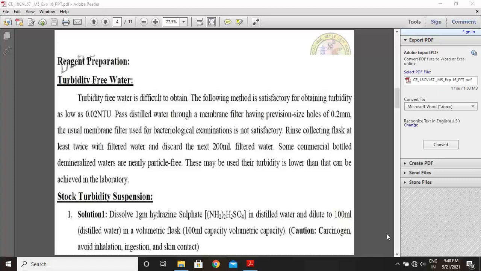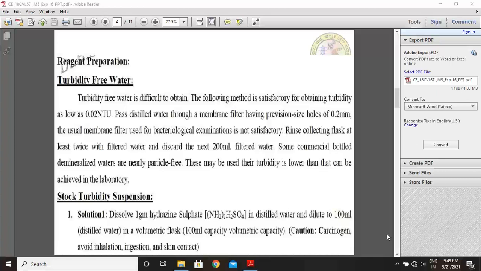What reagents are required to execute this experiment? These are the reagents required. First, let us see how to prepare the reagents, starting with the preparation of turbidity free water. How to prepare this?